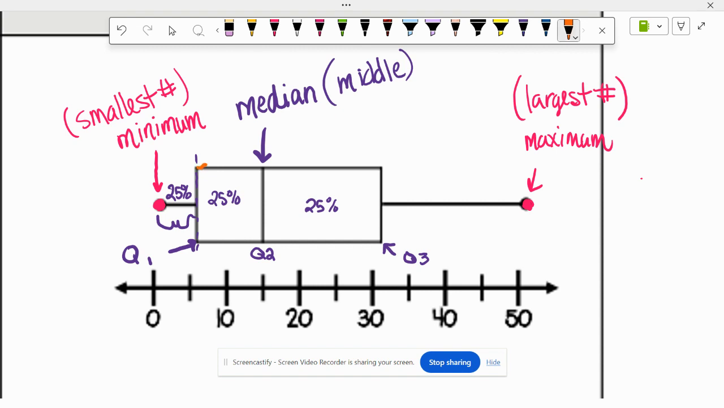So your box, this is the box. The box holds how much of the data? 50%. And it holds the middle 50%.